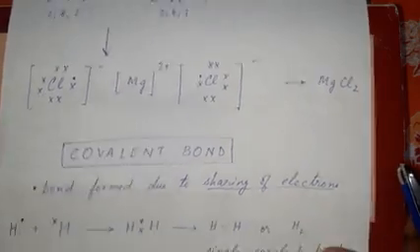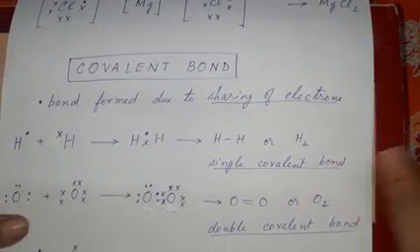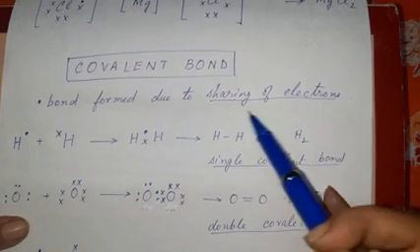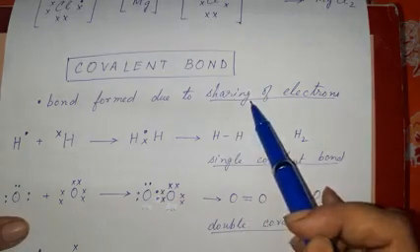Now we are going straight to the covalent bond. Covalent bond, you have done before also. It is a bond formed due to sharing of electrons. Here there is no transfer of electrons, but the key word here is sharing.